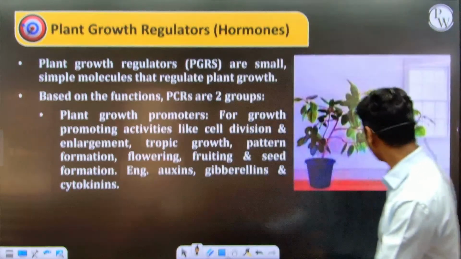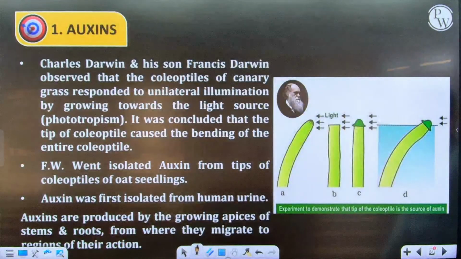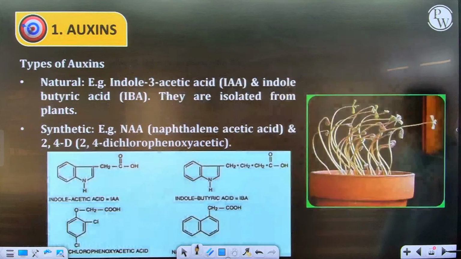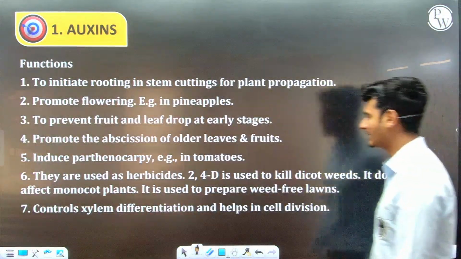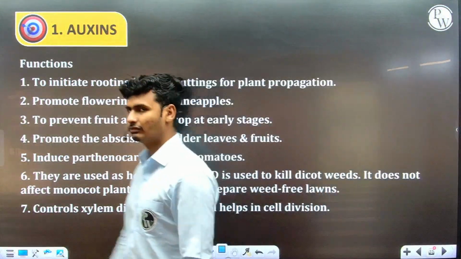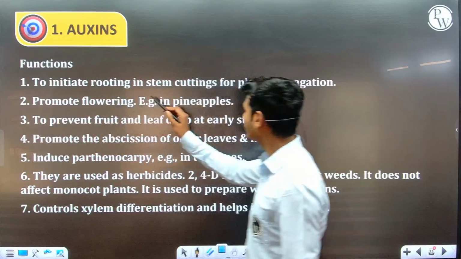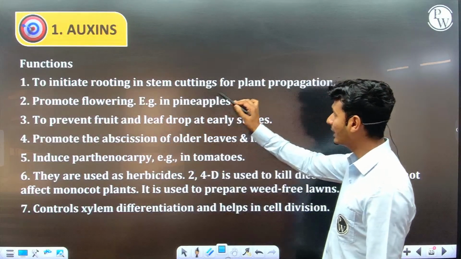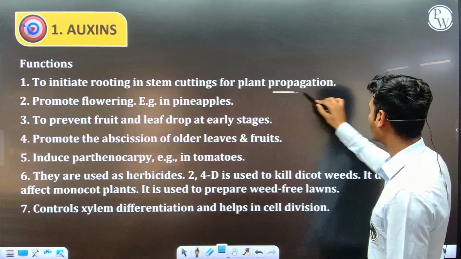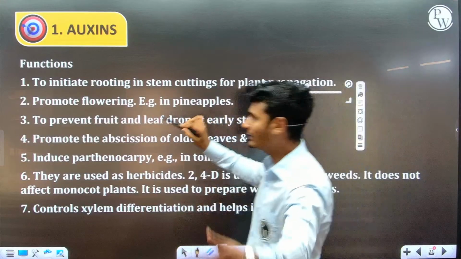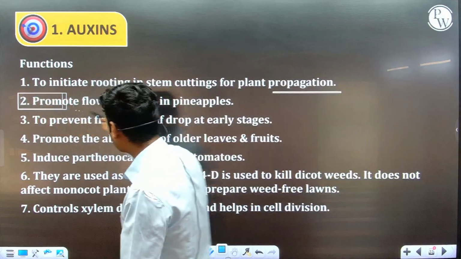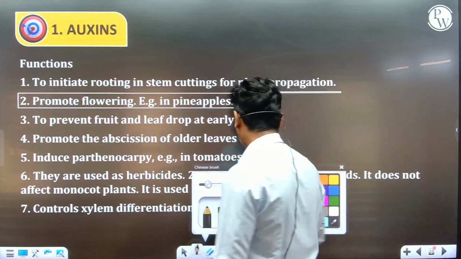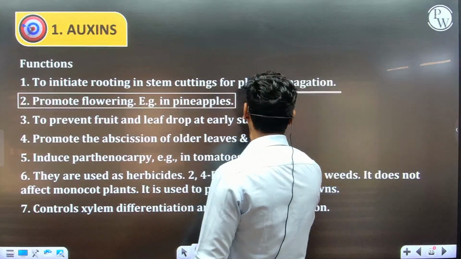Why so? Because of their function. Auxin, forget the historical background. Let's start with the function. Auxin is responsible for initiating rooting in stem cuttings in plant propagation. It is promoting. This is very, very important and crucial. It has been asked 3 times.